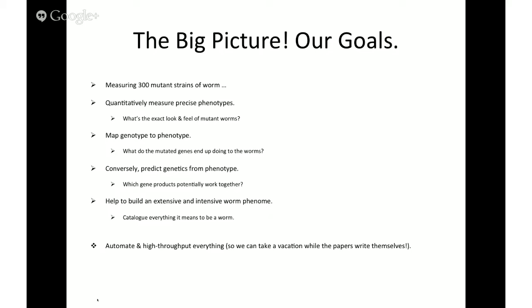And with all that information, we'd also like to build an extensive and intensive worm phenome. So we'd like to catalog as much as we can about what it means to be a worm. How does a normal worm behave? What are all the things that they can actually do?